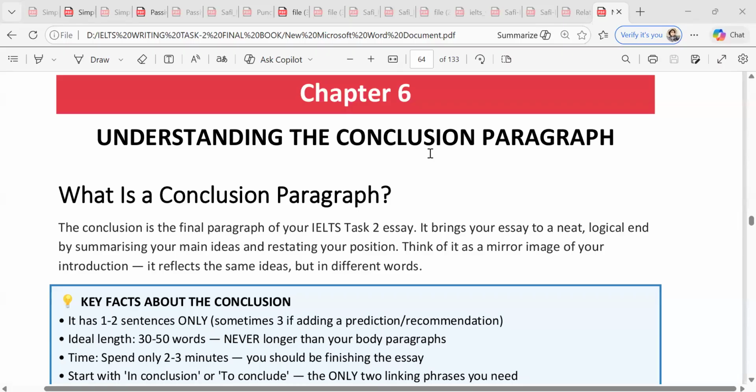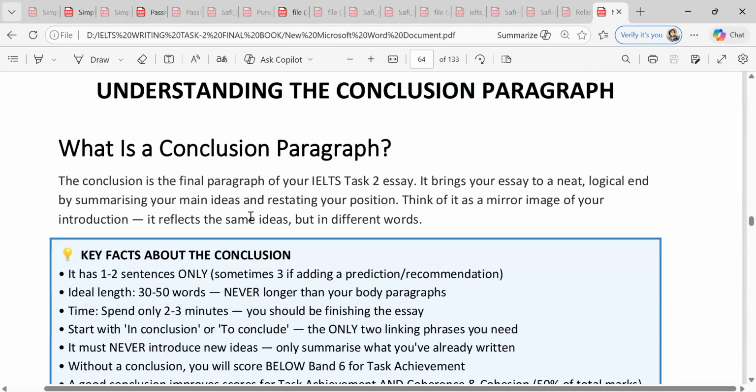The last part of your IELTS essay is the conclusion paragraph. Now, what is a conclusion paragraph? The conclusion is the final paragraph of your IELTS Writing Task 2. It brings your essay to a neat, logical end by summarizing your main ideas and restating your position. We're going to study that.